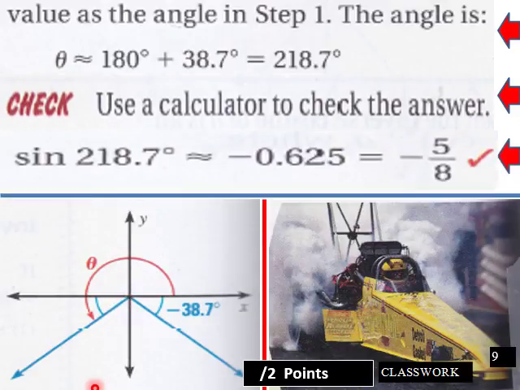Use a calculator, check your answer. So sine of 218.7 equals negative 0.625, which equals negative 5 over 8. So it would check on your calculator that these two angles here satisfy what we're after for the sine of negative 5 over 8.